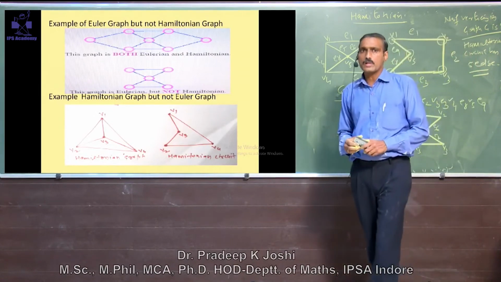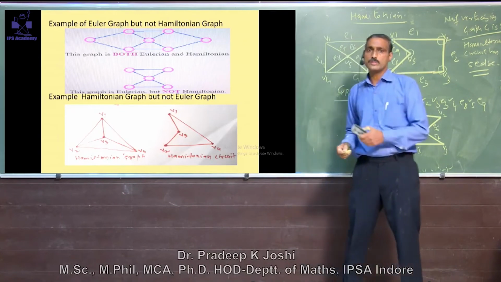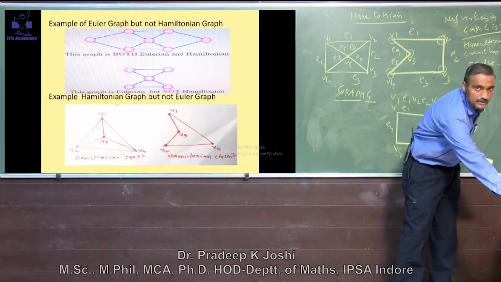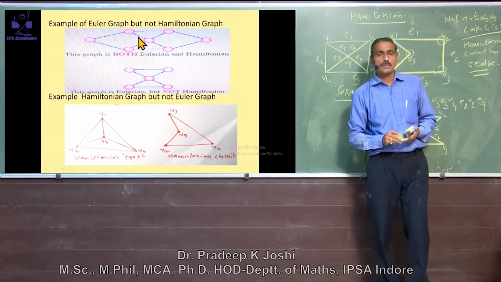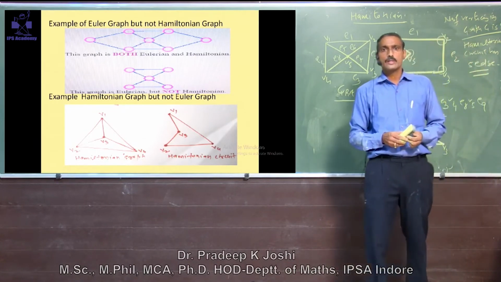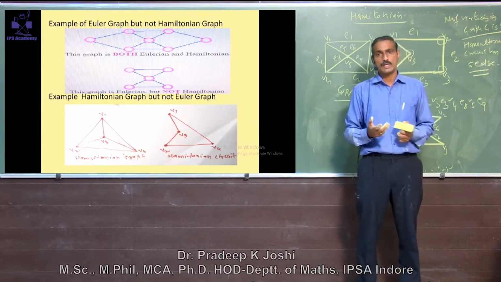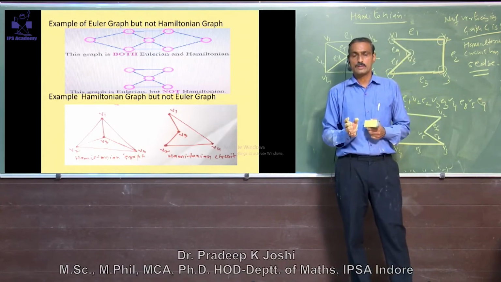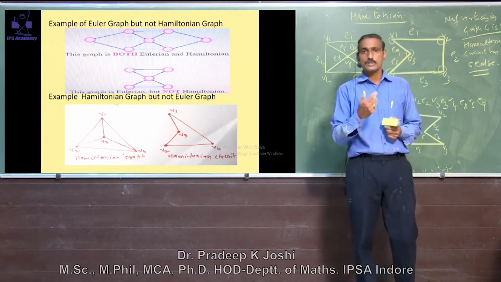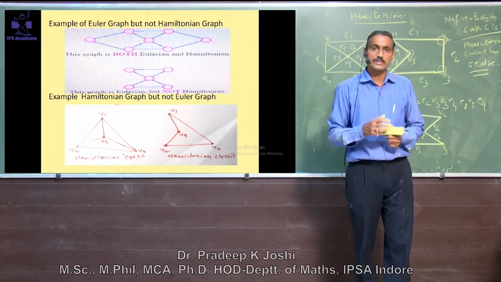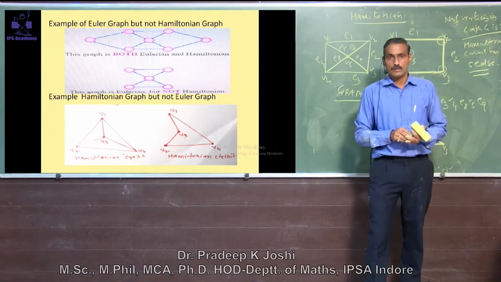Now there are some examples of Euler graph but not Hamiltonian graph. So in this example, this is the graph. This is an Euler graph but not a Hamiltonian graph. We see that the degree of each vertex in the graph is even, so this is an Euler graph. By just looking at the graph and finding the degree of each vertex, we can tell the given graph is an Euler graph. In an Euler graph, all the vertices have even degree. So it is an Euler graph, but not a Hamiltonian graph.